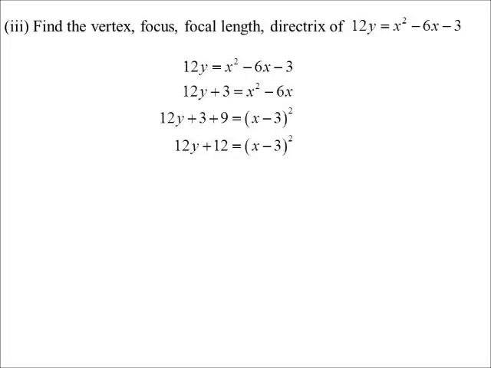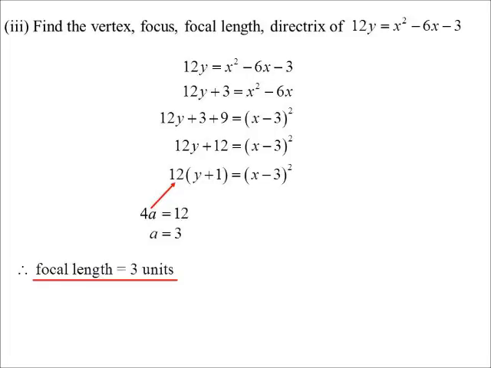Now let's group the right-hand one. 12y plus 12, factorise that one. So there we are, 4a is 12 as we said before. But now I also know my vertical shift as well. So that should be enough to get me all the information I need. Okay, there's 4a. 4a is 12. So focal length turns out to be 3 for this one. So focal length is 3. Vertex, I've shifted across 3 and down 1. So the vertex is (3, negative 1).